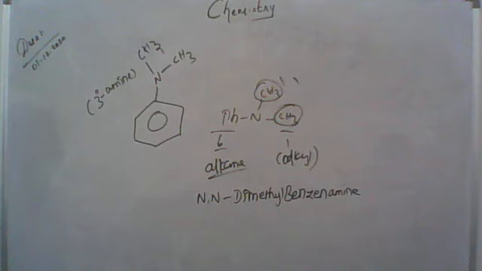Next we are going to discuss the preparation of amines from various methods. The first method is reduction of nitro compounds, then ammonolysis of alkyl halides, reduction of nitriles, and reduction of amides. Okay, so thank you.